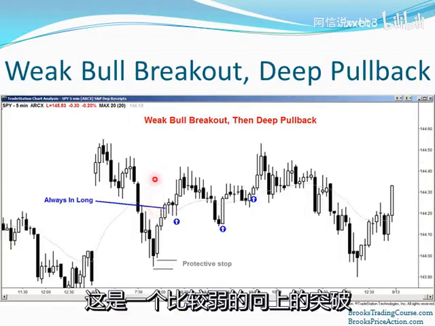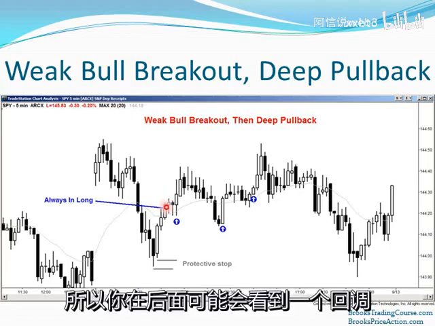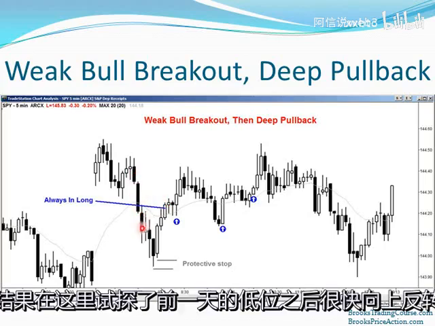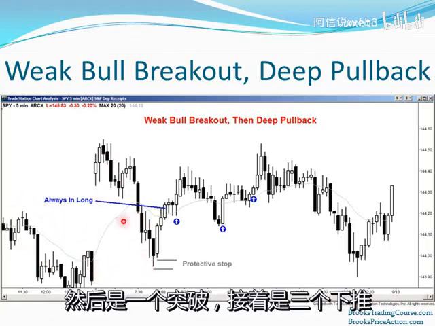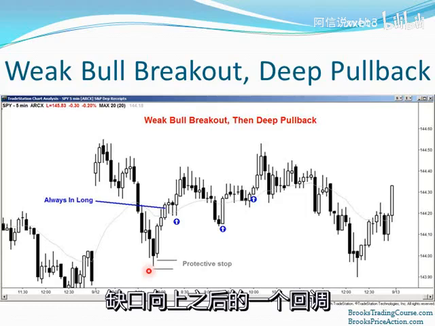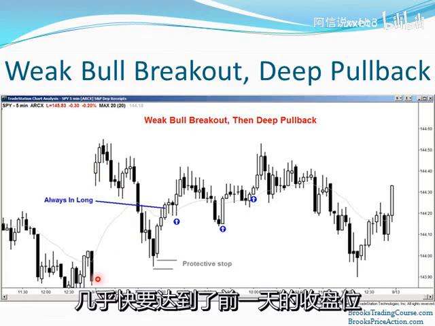Here's a weak bull breakout, and because it's a weak breakout, you have to expect that you might get a deep pullback. The market sold off sharply here and became always in short, probably on this bar or this bar, and it immediately reversed up after testing near yesterday's close. Yesterday was a bear channel, big gap up, breakout, and 3 pushes down, 1, 2, 3. So this could simply be an opening reversal, a pullback from the gap up breakout above this bear channel. So we have a bear channel, bull flag, breakout, and then a very deep pullback almost down to yesterday's close.